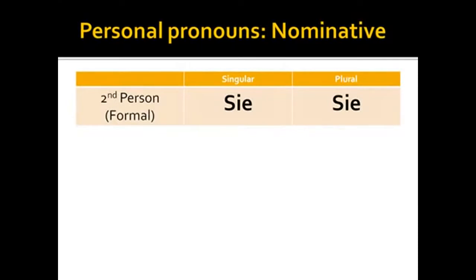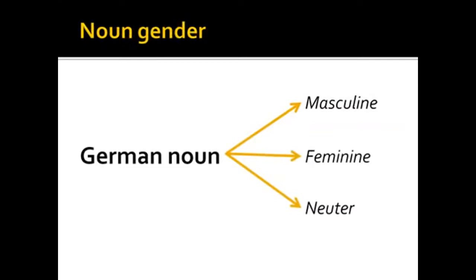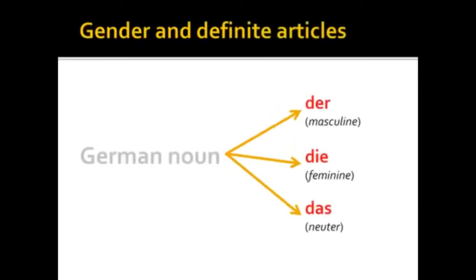So now, I want to step back a bit and refer to a prior presentation where we talked about German nouns. Just as a way of review, a German noun is masculine, feminine, or neuter. And we also determined that the definite articles for these nouns reflect that gender. So a masculine would be der, a feminine would be die, and a neuter would be das.